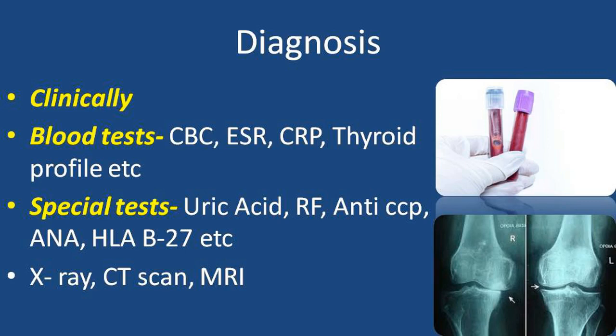We also need the special blood test specific for the type of arthritis, like serum uric acid level to diagnose gouty arthritis, rheumatoid factor and anti-CCP for rheumatoid arthritis, ANA for arthritis related to systemic diseases, HLA-B27 for diagnosing spondyloarthropathy, etc. We may also need X-rays, CT scan and MRI scanning in some cases to come to any conclusion and to see the level of joint destruction.